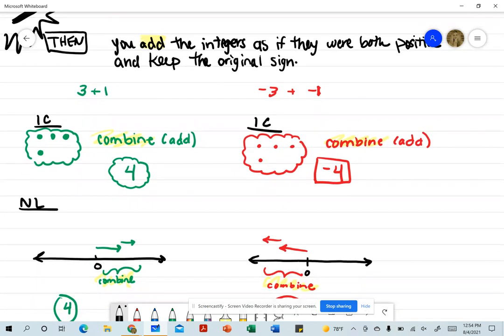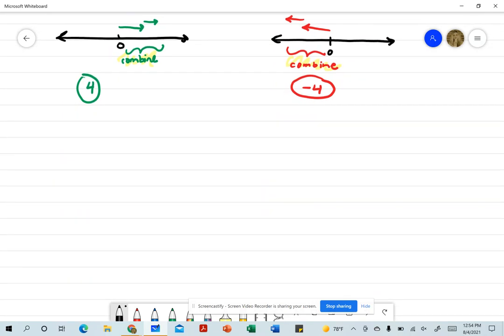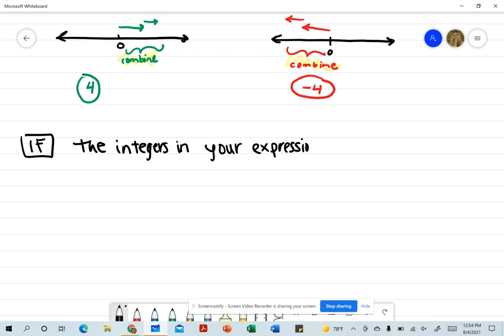So now let's go to our second rule. Our second rule is if the integers in your expression have, I forgot an N, excuse me, opposite signs. This is what we saw a lot of in our warm-up in class. If your integers in your expression have opposite signs, so what does that mean? That means negative plus positive, or vice versa, right? Positive plus negative. I don't need to write it both ways.